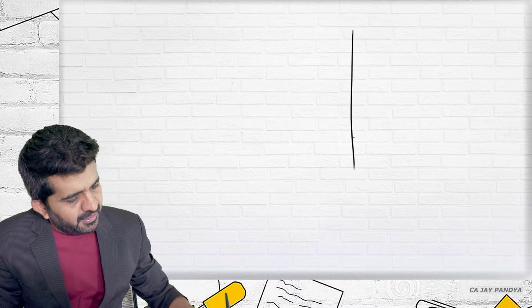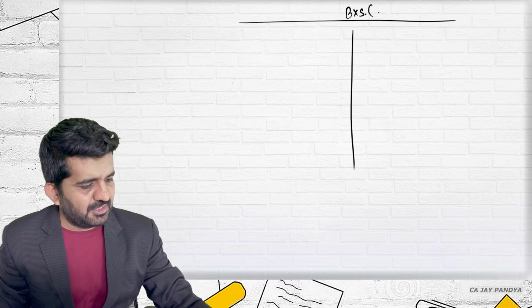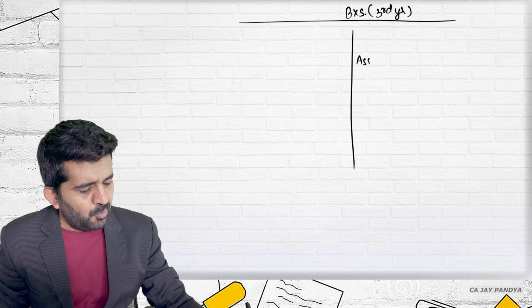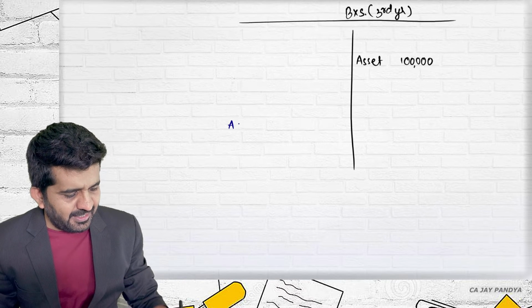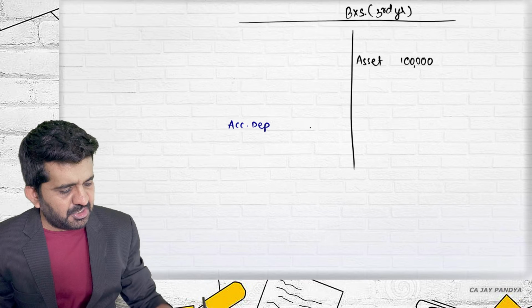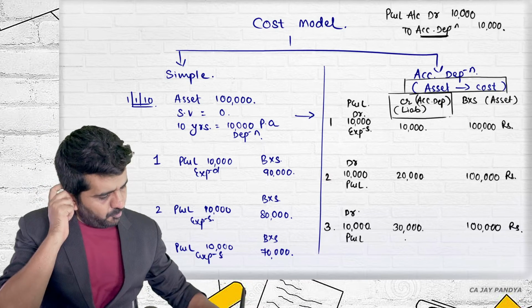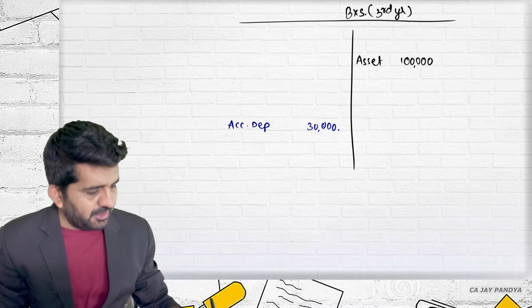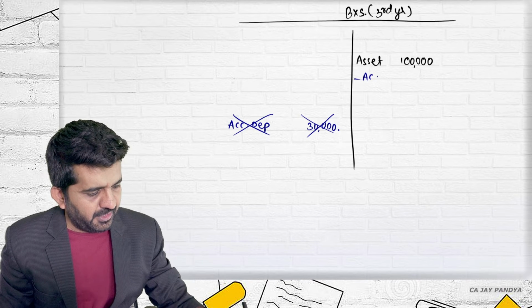So I have written it on the liability side of the balance sheet, but believe me, there is a tradition. If this is the balance sheet of the third year, what is the value of the asset? 1 lakh rupees. And there is a tradition that instead of writing accumulated depreciation of 30,000, where you have taken this 30,000 from, it is deducted from here.